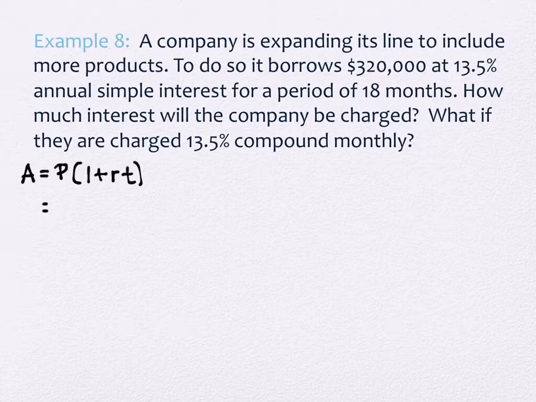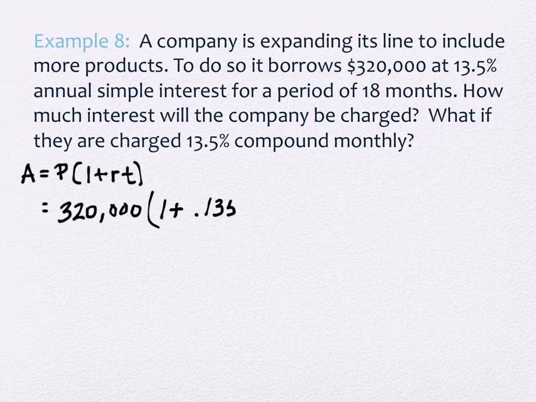And we said P is 320,000. It's how much they borrow, right? One plus. What is R? Close. All right, 0.135. So, Catherine, where did you get 0.135?